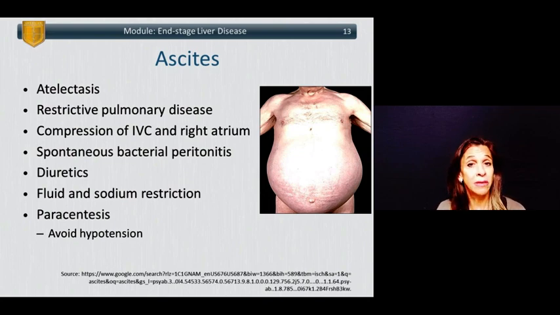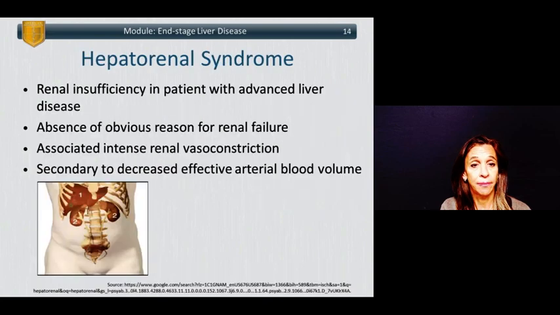The treatment consists of diuretics, fluid and sodium restriction, and paracentesis, or withdrawing of ascites directly through the abdomen. It is important that one doesn't take off too much fluid and one avoids hypotension when performing paracentesis.